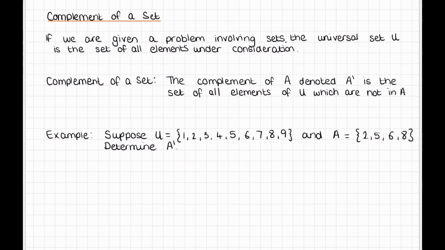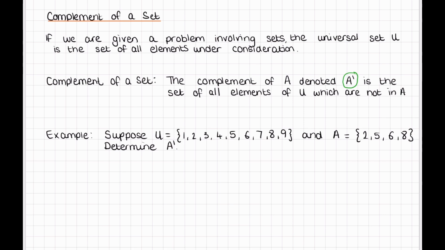Now, the definition of a complement of a set: the complement of A, which we denote with A dash. So I'm just going to put a circle here. That is A dash next to that, not A1, which sometimes gets miscommunicated. A dash is the set of all elements of the universal set which are not in A. So we have the set A, and the complement is everything not in A.